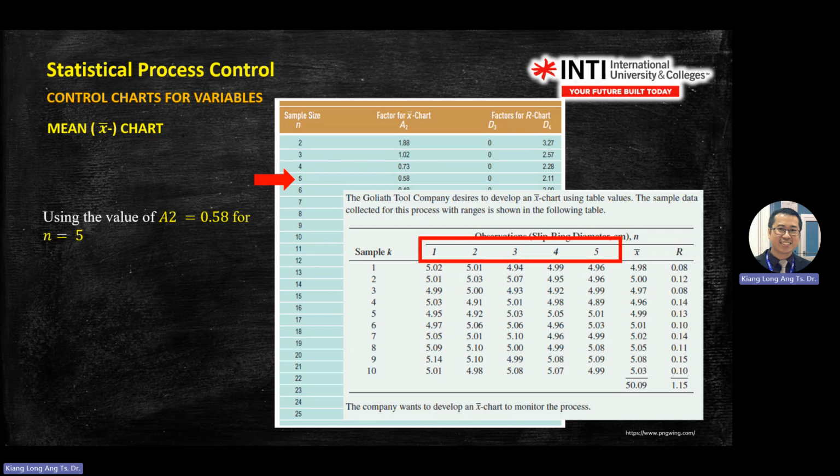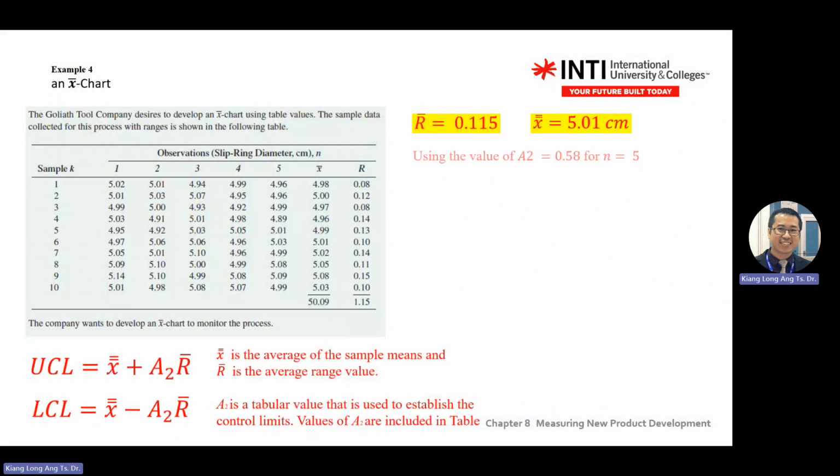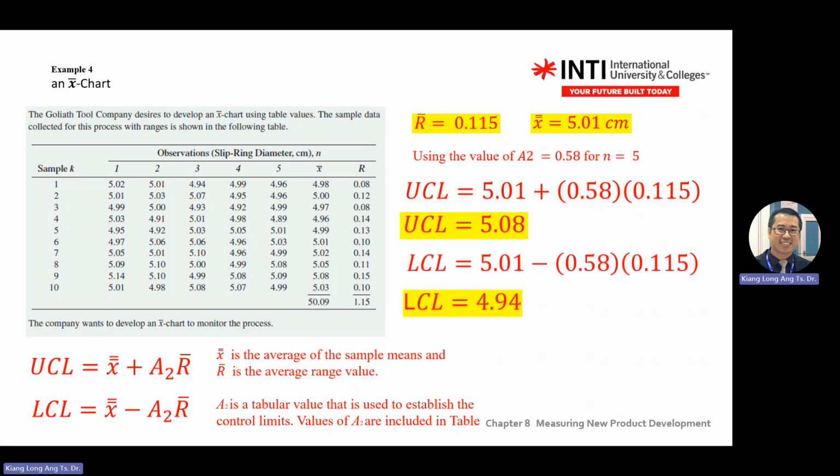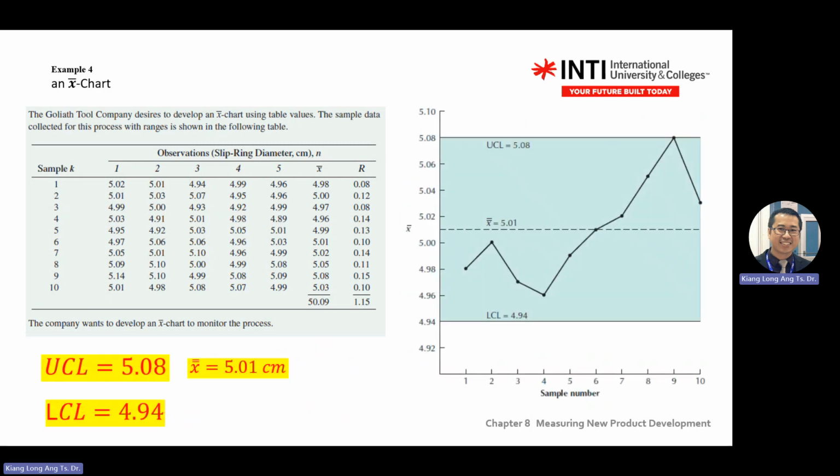So this value is from the table, from the number n. Quite straightforward. Okay, so you have R bar, X double bar, UCL, LCL. Then you plot the chart. This is called the mean chart, or control chart, using the X double bar calculation.